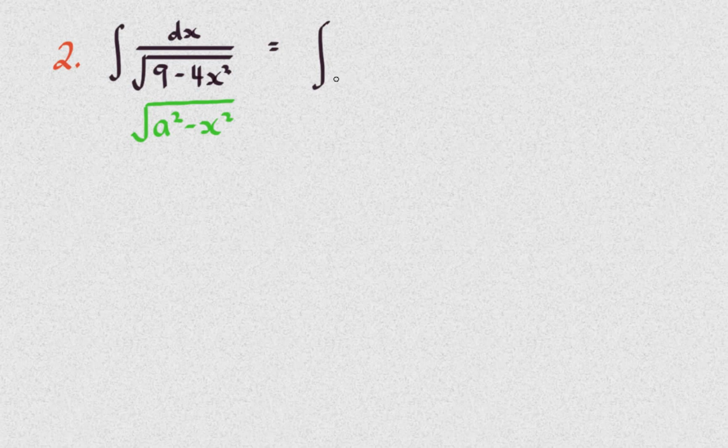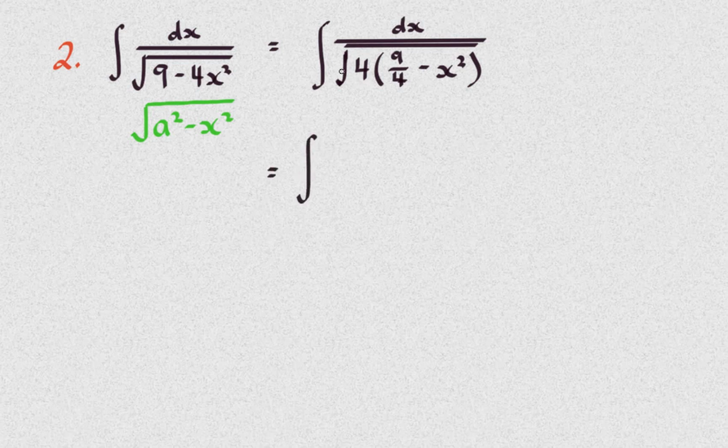When we do that, keep in mind that we have to adjust the 9. So if we divide 9 by 4, we are left with 9 over 4. So notice that if you multiply these back together, you would simply get 9, which is what we want. But the real reason for factoring out that 4 is we now have a minus x squared. The next thing to do is to drag the 4 out from the square root. So what is the square root of 4? Well, that's 2.